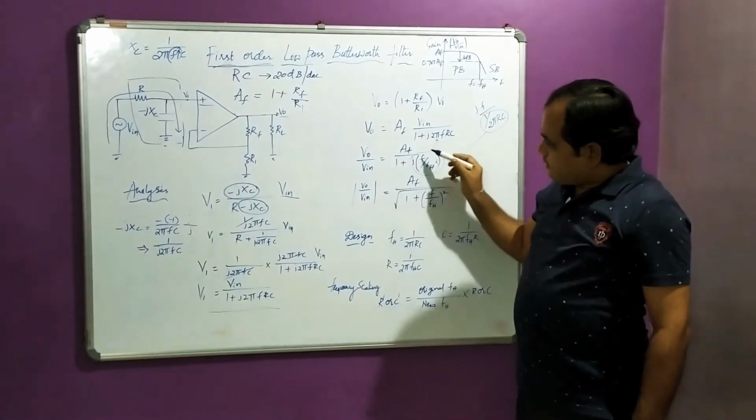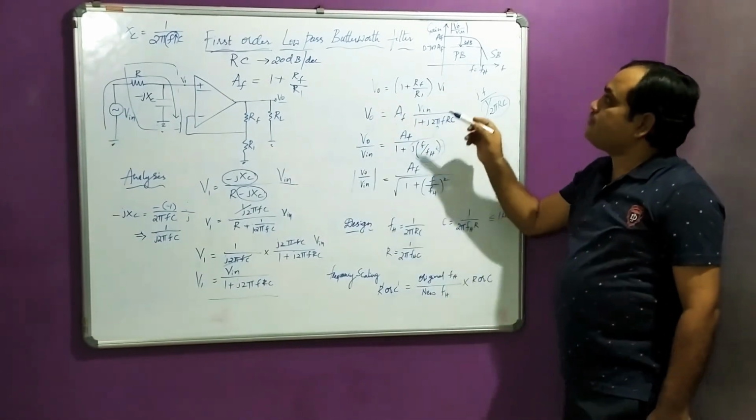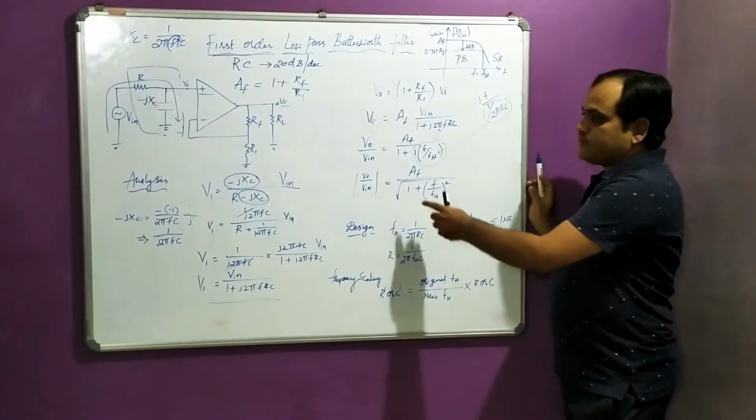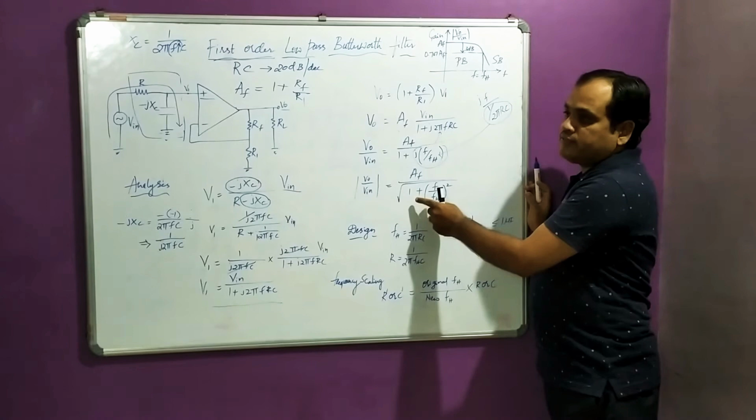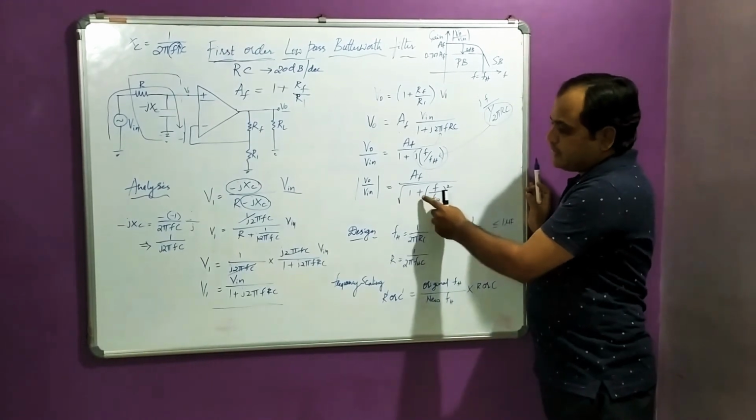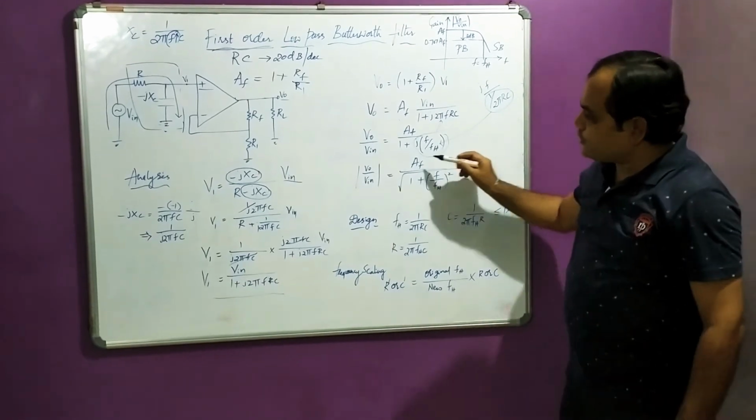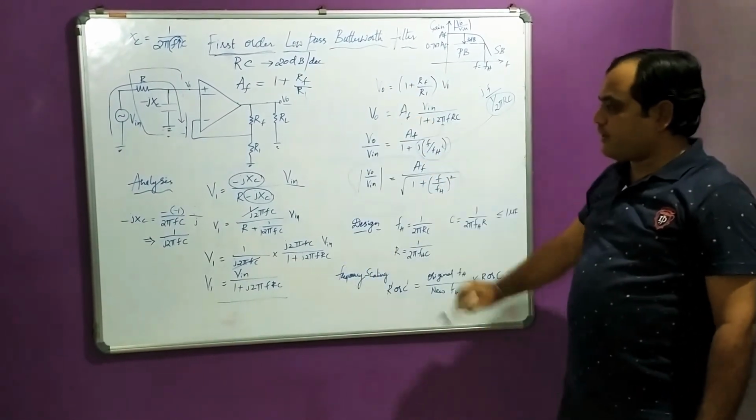Now once I have obtained this, I will find its magnitude. Because for magnitude I need to plot the graph of gain versus frequency, which is nothing but AF divided by square root of real part square plus imaginary part square, where the imaginary part is f by fh whole square. Now this is the expression from which I am going to plot the graph of the first order low pass filter.